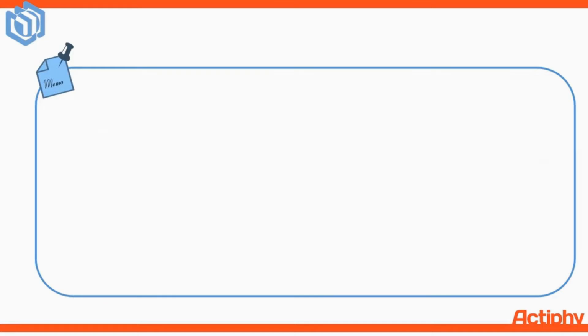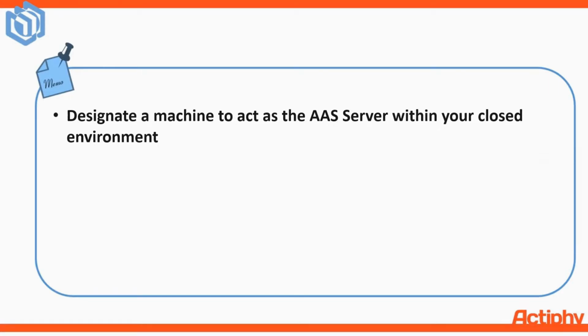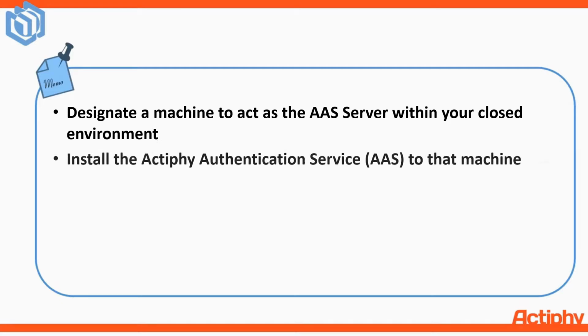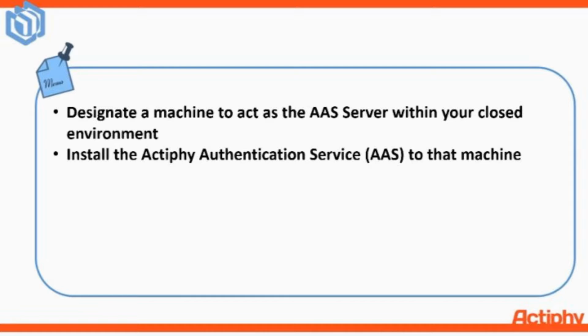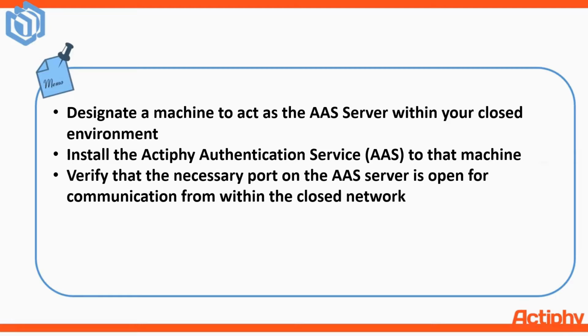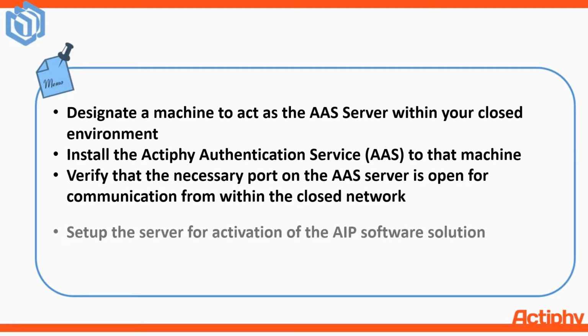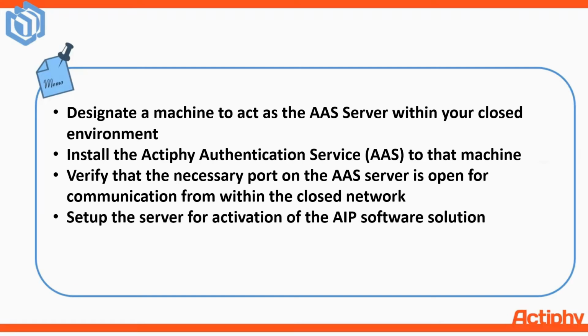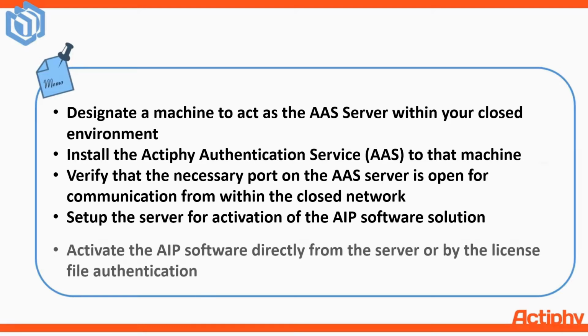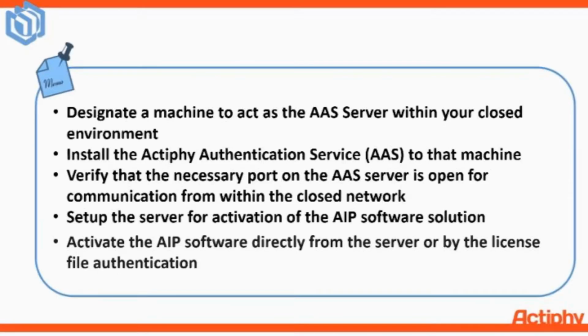Before we get started, here are a few best practices to get your AAS in gear. First, designate a machine to act as the AAS server within your closed environment. Install the Actiphy Authentication service, AAS, to that machine. Verify that the necessary port on the AAS server is open for communication from within the closed network. Set up the server for activation of the AIP software solution. Activate the AIP software directly from the server or by the license file authentication.